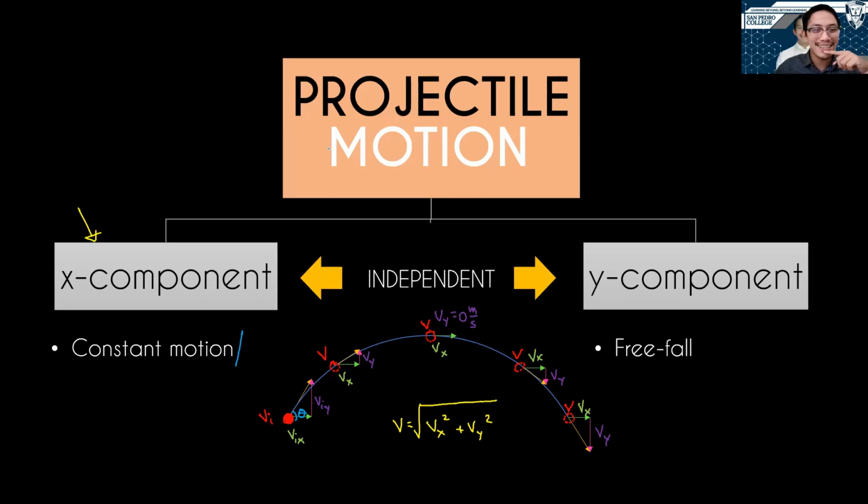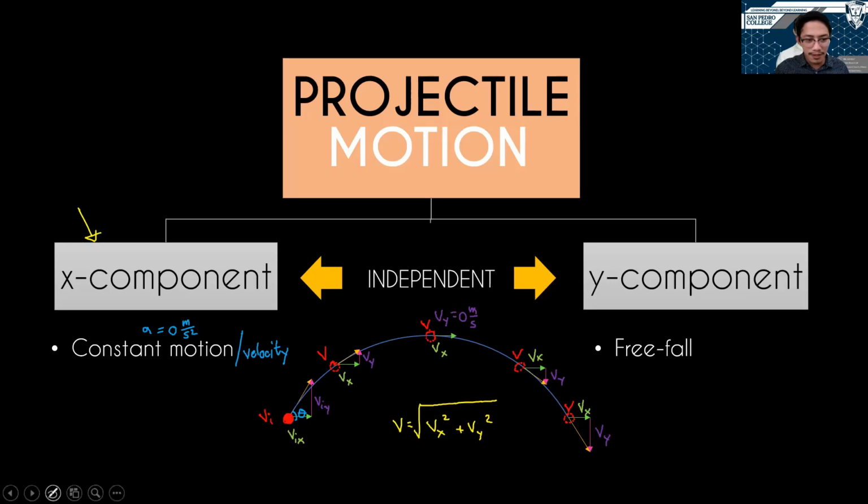Ayun, may nag-chat na. Yes, Athena, kindly share your answer. Ano po, sir? If constant motion, constant velocity po. Okay, very good. Constant ang velocity. If ever constant ang velocity, Athena, what will be our acceleration? 0 po, sir. Ayun, 0 meters per second squared if ever constant ang velocity. So, ibig sabihin, yung horizontal component natin, constant ang velocity.